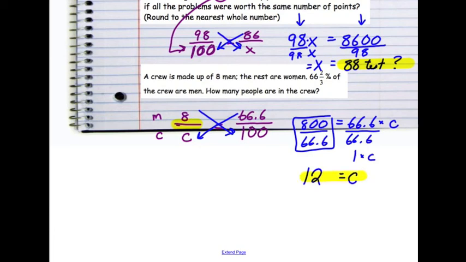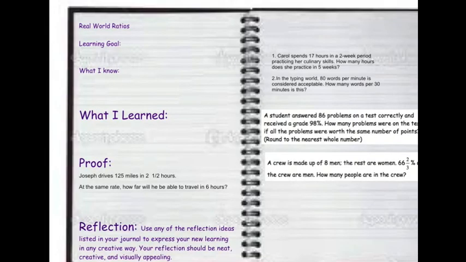If I went back and plugged this into my calculator and I said 8 men over 12 people in the total crew, and I divided that in my calculator and I said, what's 8 divided by 12? I would get 0.6666, which is the same as 66.6%. So you can always go back and check with your calculator whether or not your ratio is accurate.